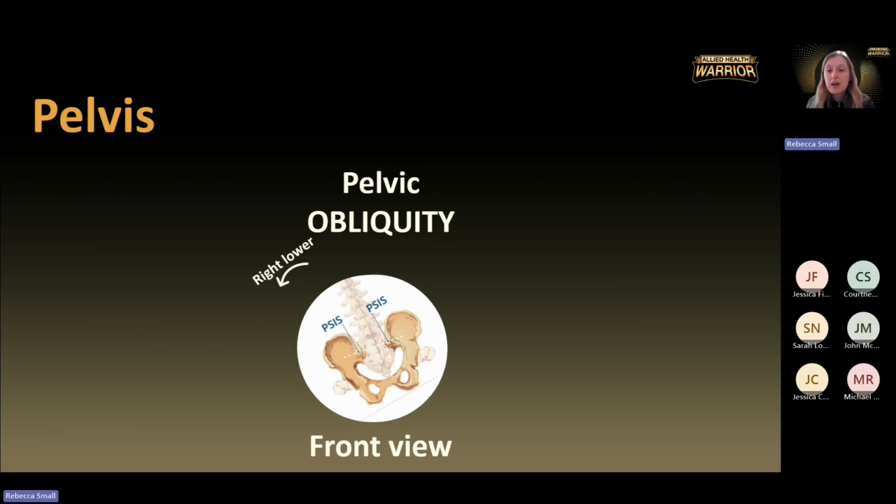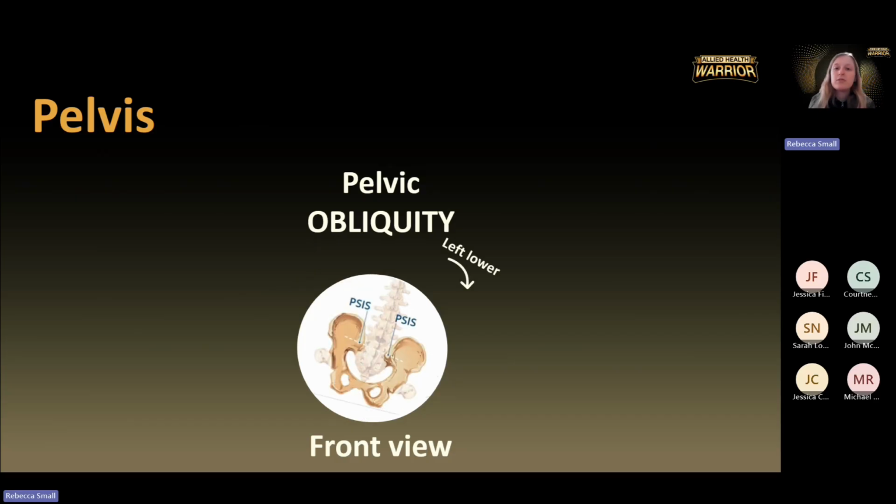But if our right PSIS is lower than the left PSIS, then it's a right lower or left higher obliquity. If our left PSIS is lower than the right PSIS, then it's a left lower or right higher obliquity. Generally, I use the side lower term, but again, as long as you make that clear, which one is higher and which one's lower, it's fine.